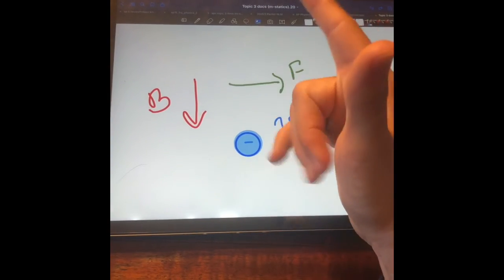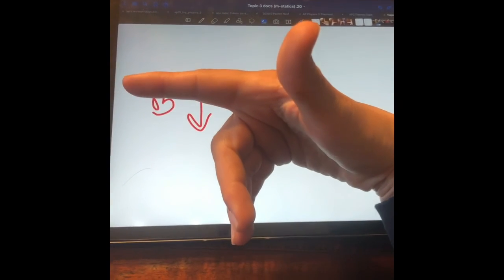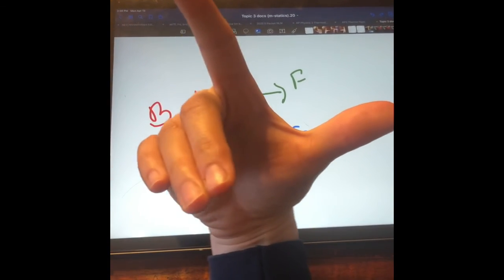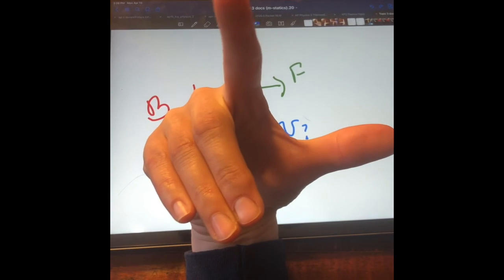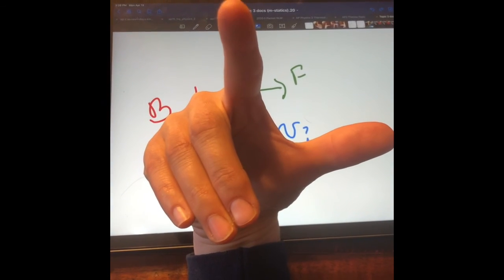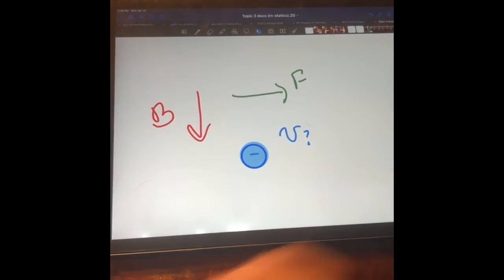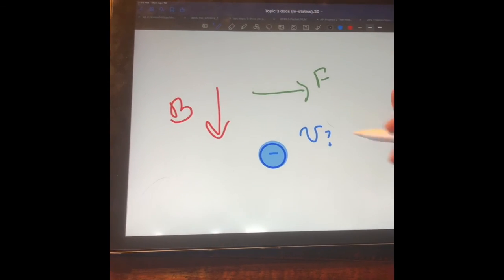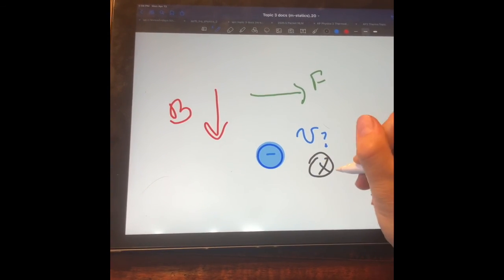For this last one, it's a little different. We know the B's are down. And so we'll put that like this. But we know the force is to the right. So our fingers actually look like this. Our particle, QV vector, is going out. But what direction is the actual velocity of the particle? Well, because it's a negative particle, the actual velocity has to be in.